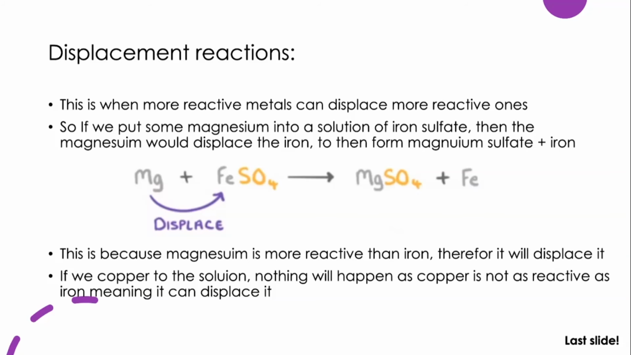Displacement reactions. This is when more reactive metals can displace less reactive ones. If we put some magnesium in a solution of iron sulfate, then the magnesium will displace the iron to form magnesium sulfate plus iron. This is because magnesium is more reactive than iron, therefore it will displace it. If we then add copper to the solution, nothing will happen as copper isn't as reactive as iron, meaning that it cannot displace it.